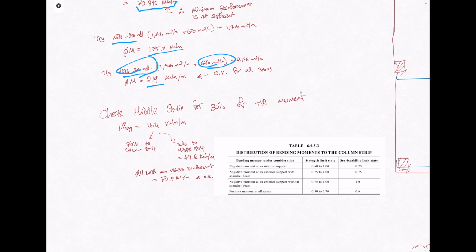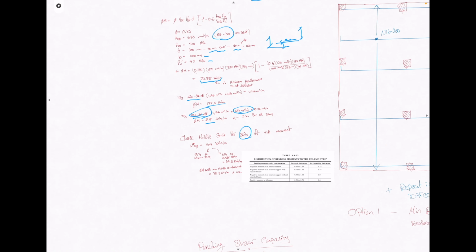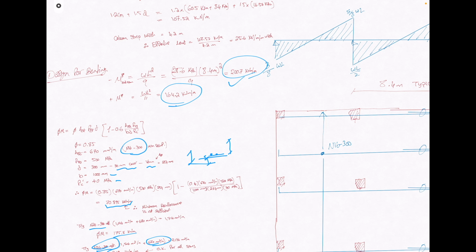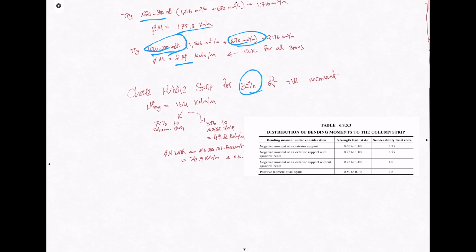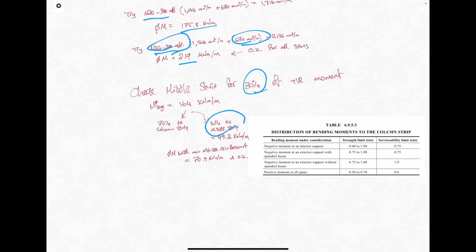Also, one important thing, we are designing our column strip for all of the forces, but the code still requires a minimum sagging reinforcement to be designed in the middle strip, and the minimum for that is pretty much 30%. So I'm just going to check my middle strip for this 30% of the sagging moment. My sagging moment was 164. If I take 30% of this sagging moment into my middle strip, that is about 50 kilonewton meter. And with the minimum N16s I have there, that gets me more than enough for what is required in my middle strip.